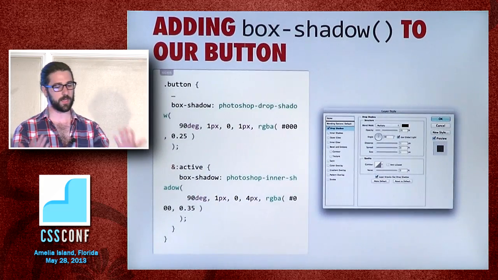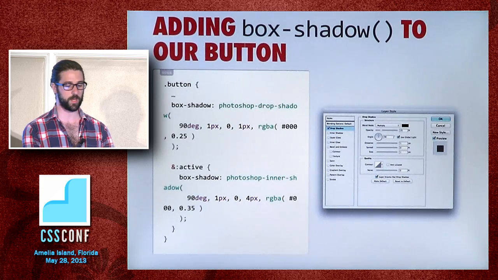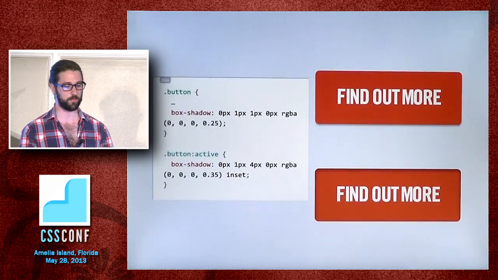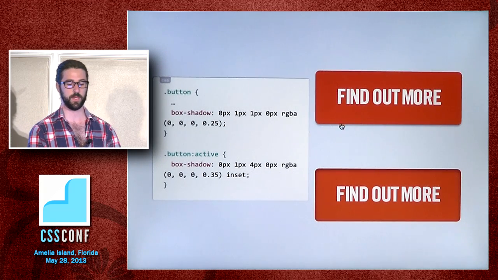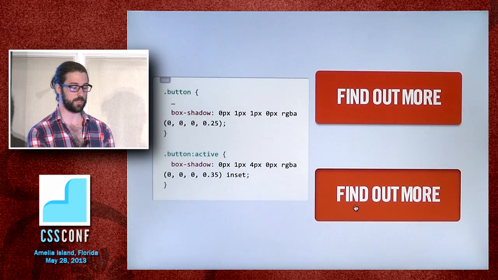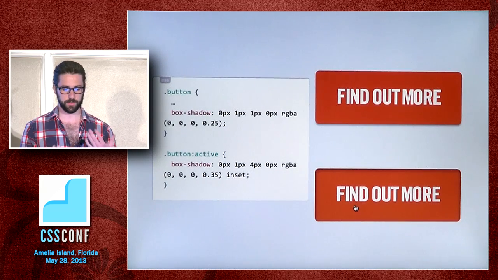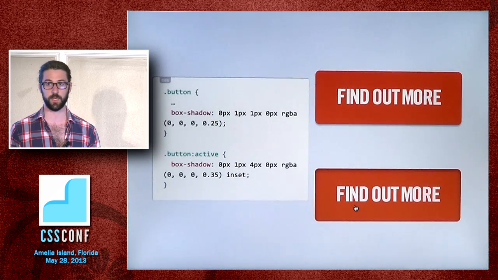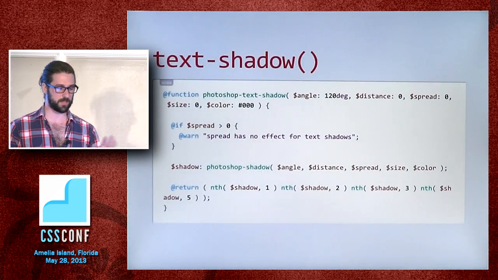So now let's add the box shadow to our button. We can take these values and put them right into our Sass code using these functions, and then when it gets compiled into CSS, we have a valid box shadow. So now our button has a nice subtle drop shadow in the normal state and then an inset drop shadow in the active state. And so now we have confidence that this drop shadow is exactly what our designer intended, because we're using the same values that they put into Photoshop. And so we'll go over Text Shadow because this is kind of a freebie one.